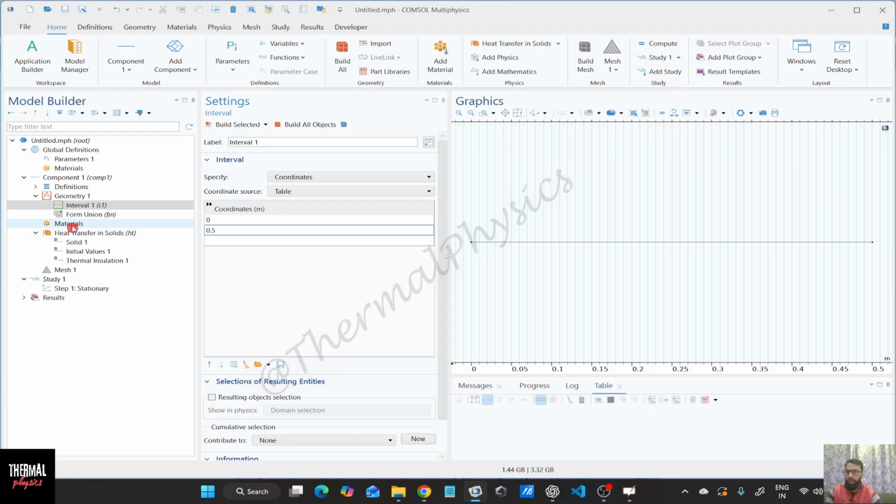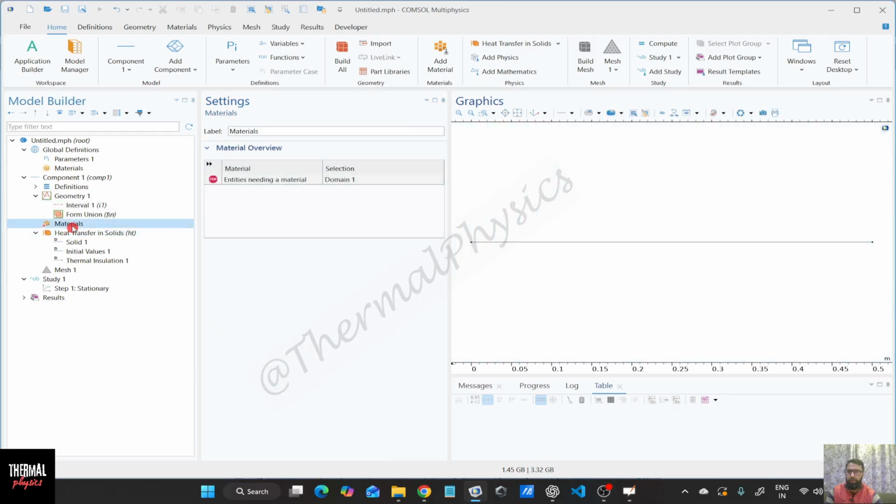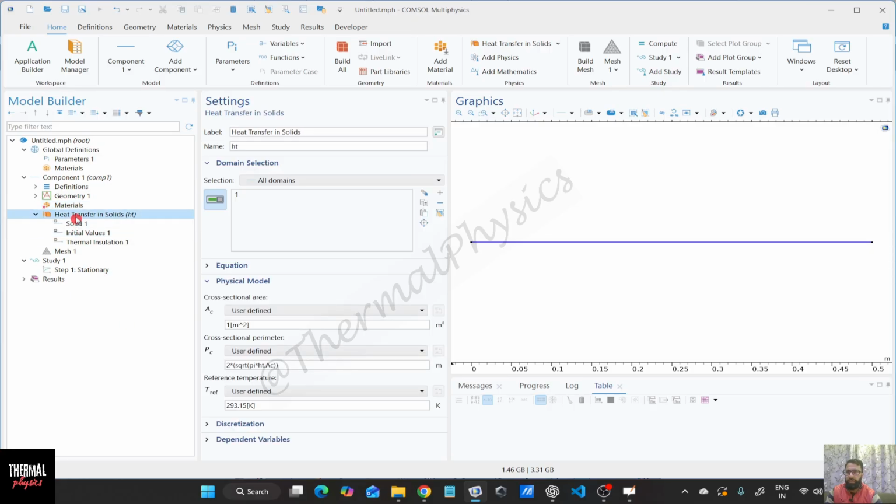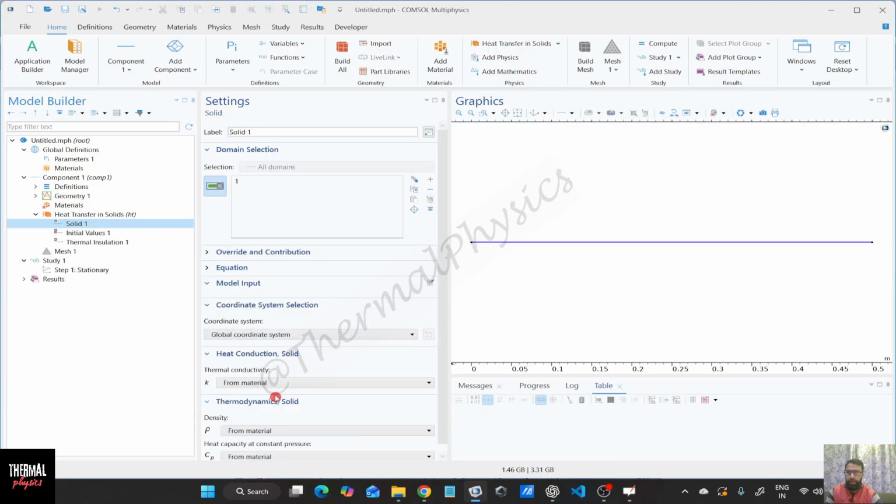Then material. So we will not choose material here, because the only material property that we need is K. We'll define it in the physics. We'll go to physics. We'll go to solid, and inside the solid we have K. We'll choose user defined because we have not assigned the material. So K will be taken here as 10. That's the only property that we need.